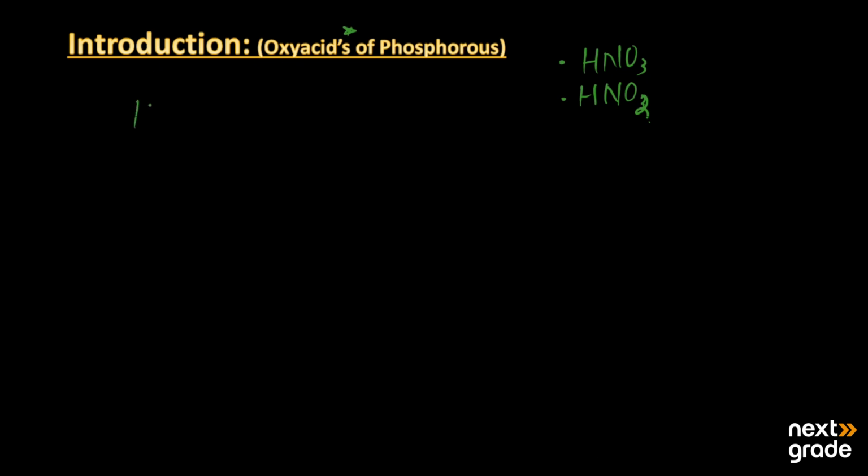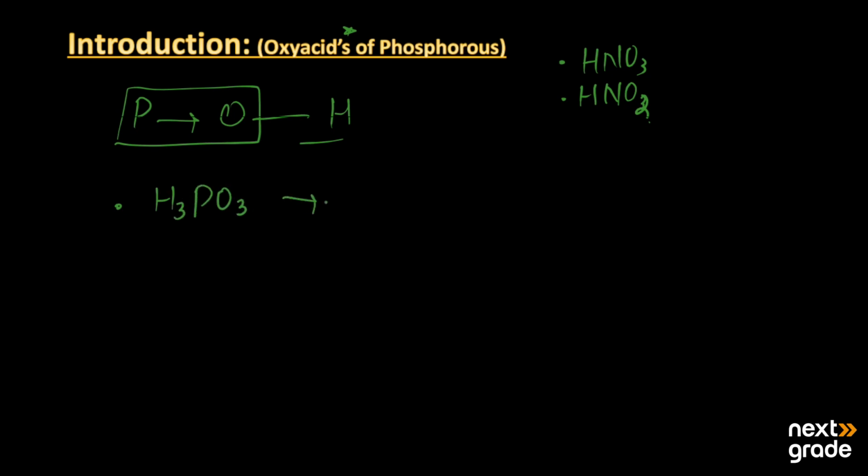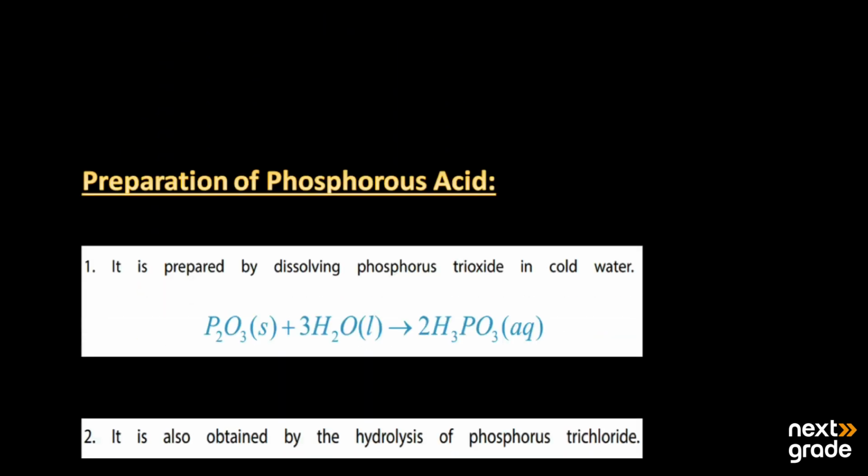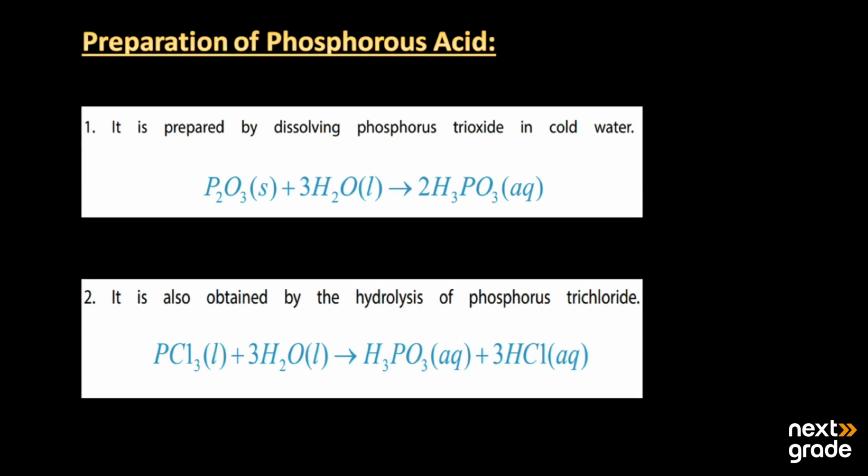In the oxidation of phosphorus we will have the acid with the addition of oxygen and hydrogen. When we talk about the oxyacids of phosphorus, basically there are two oxyacids. The first one is H3PO3, which is called phosphorus acid. The second type is orthophosphoric acid, with the formula H3PO4. The difference is just in the oxygen. The phosphorus acid contains three oxygen atoms, while the phosphoric acid contains four oxygen atoms in its structure. After this, we will learn how we can prepare phosphorus acid and orthophosphoric acid.